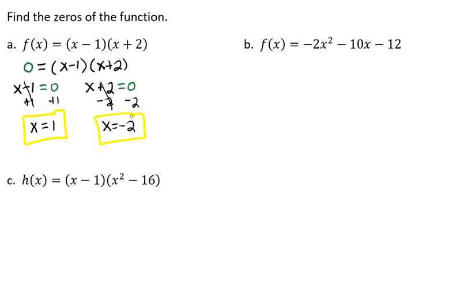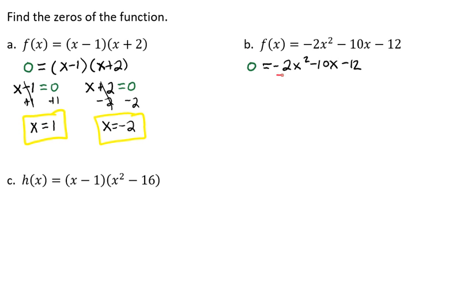Now if we take a look at letter B, it says f of x equals negative 2x squared minus 10x minus 12. This is in standard form for our quadratic. But to solve it, we do the same first step. We're going to replace our f of x with a 0. So we'll have 0 equals negative 2x squared minus 10x minus 12. And from here, we will factor.